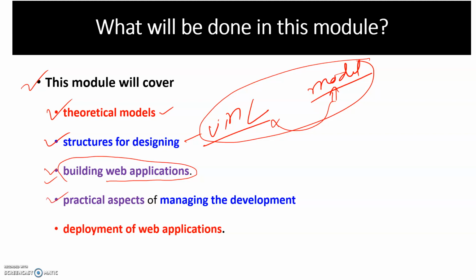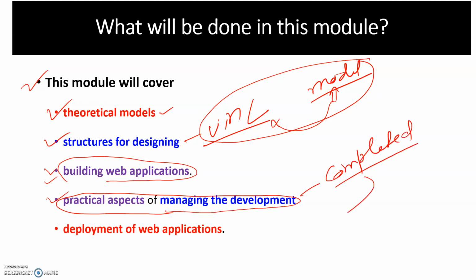Then in the practical aspects, what you will do, you will develop your application using some programming language, and then you will deploy your application. You will complete the development in the practical aspects, and then once the development process is completed, you will deploy your application on the server. So these are the different activities you are going to perform over the next 11 weeks in this module.